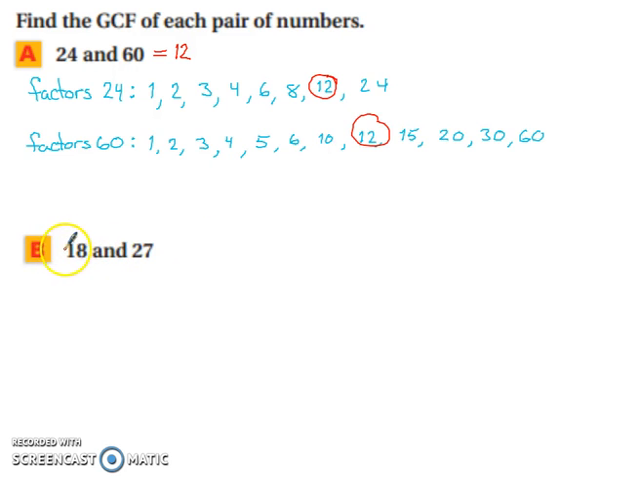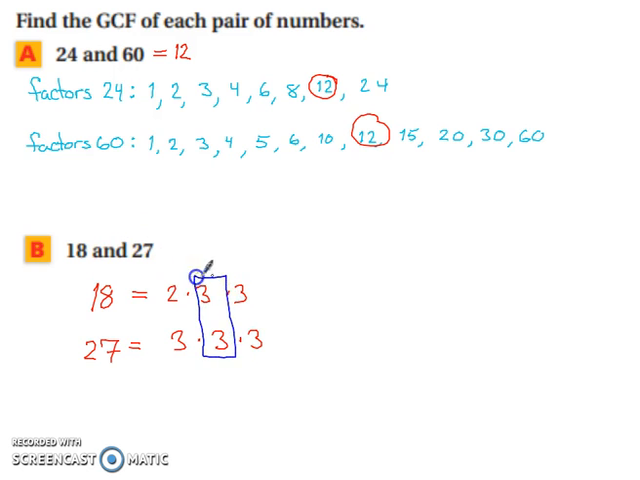Now we're going to try B using method 2. The prime factorization of 18 would be 2 times 3 times 3. And the prime factorization of 27 is 3 times 3 times 3. Well, we have one set of 3's in common, and we have another set of 3's in common. So we have 3 times 3, which is 9. So the greatest common factor of 18 and 27 is 9.